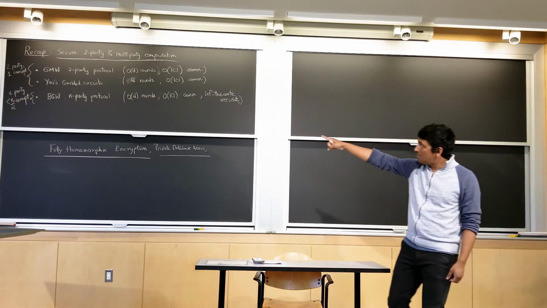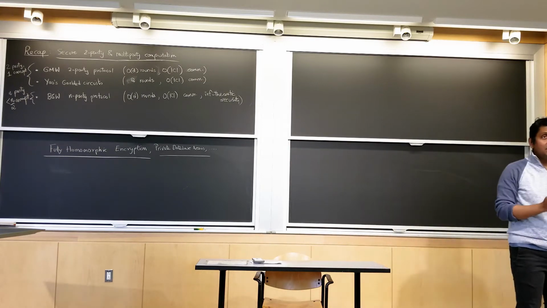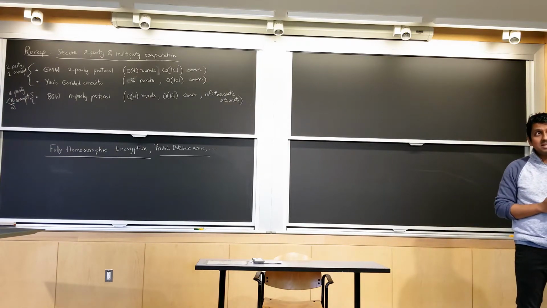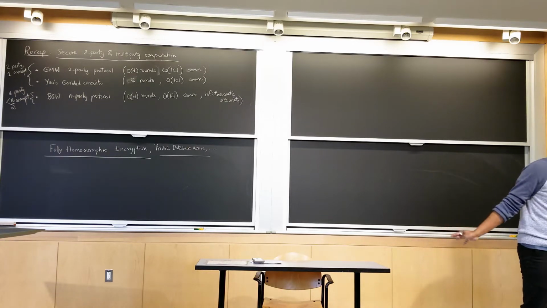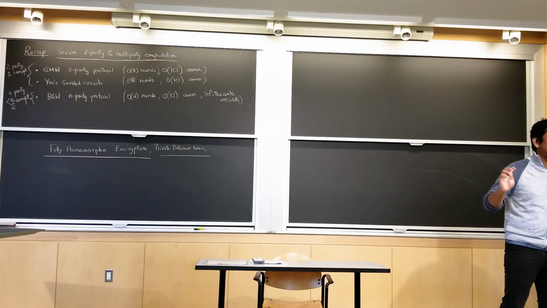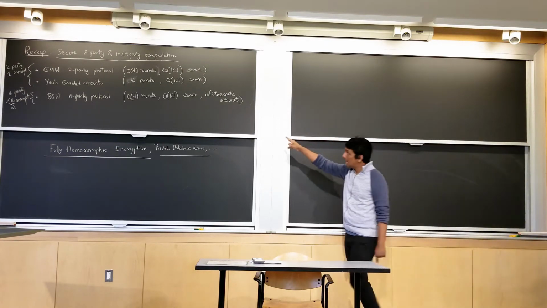What BGW does is it achieves information-theoretic security, in the sense that it gives you security even if the corrupted parties are arbitrarily powerful. They can break all crypto. There's no crypto in this world, and you can still get something. That's what BGW shows. That's the good thing about it.